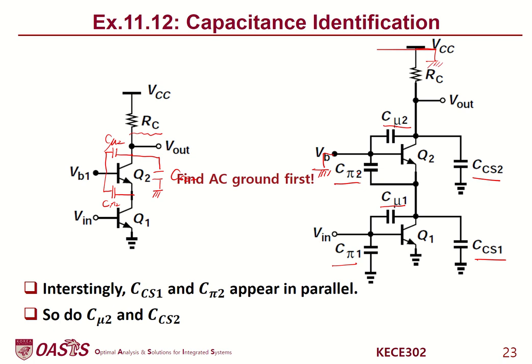So if you are looking at this condition, you can find this C pi 2 from this node to AC ground, this CS1, that one, and that one are connected in parallel. And also C mu 2, because this is connected to ground, C mu 2 and CCS2 are connected in parallel because VB is connected to AC ground.